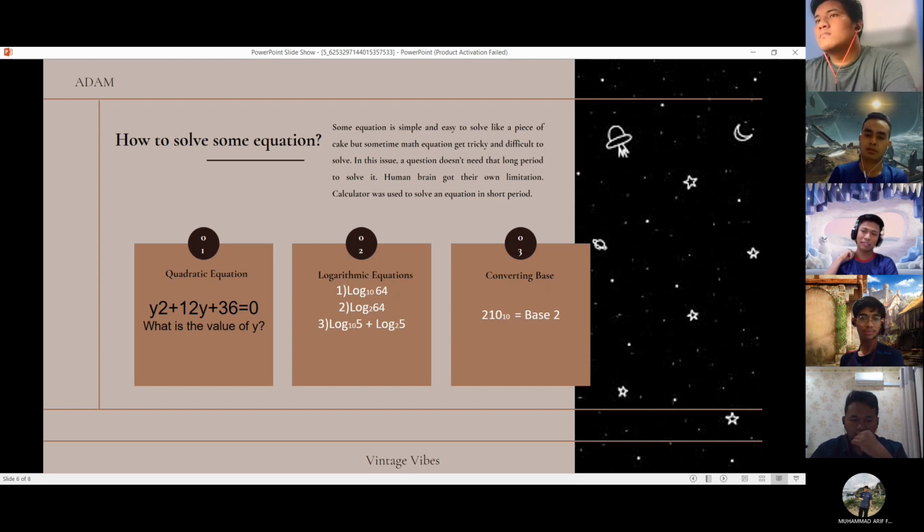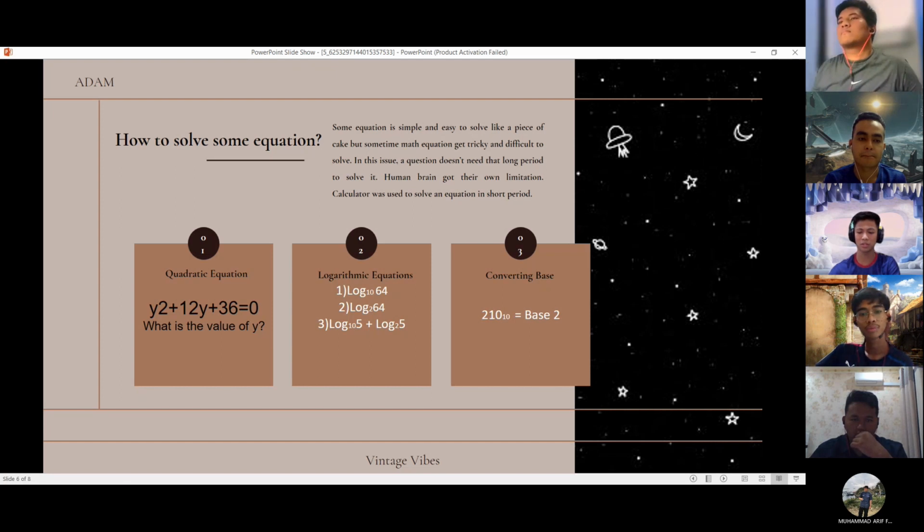Okay, now let me give some introduction. Some equation is simple and easy to solve, like a piece of cake, but sometimes math equation get tricky and difficult to solve. In this issue, a question doesn't need that long period to solve it. Human brain got their own limitation. Calculator was used to solve an equation in short period.